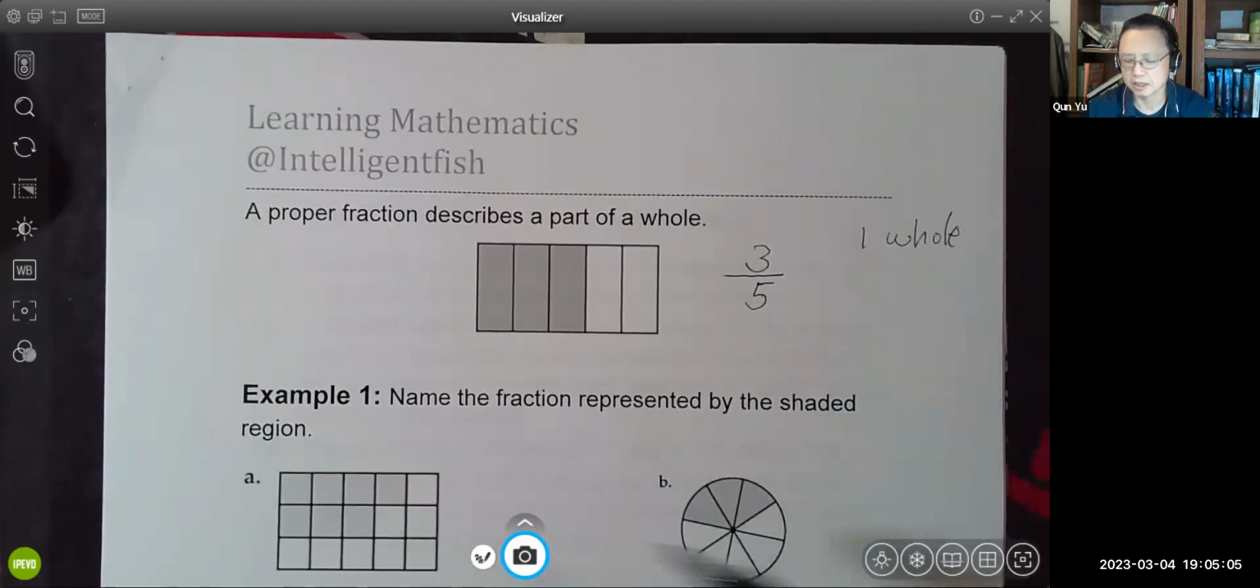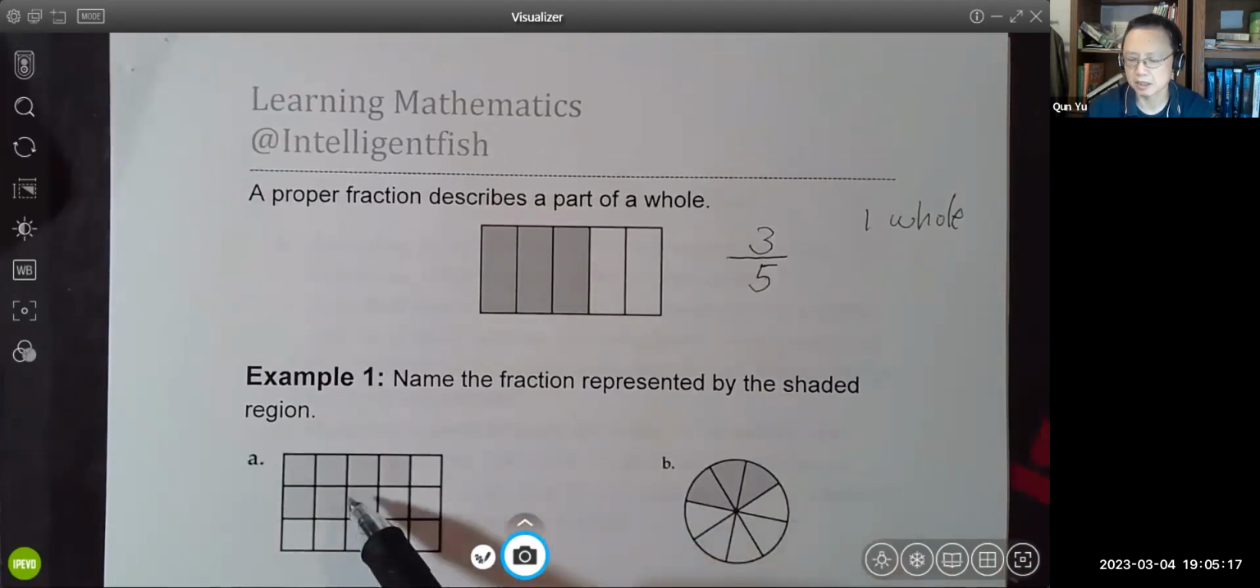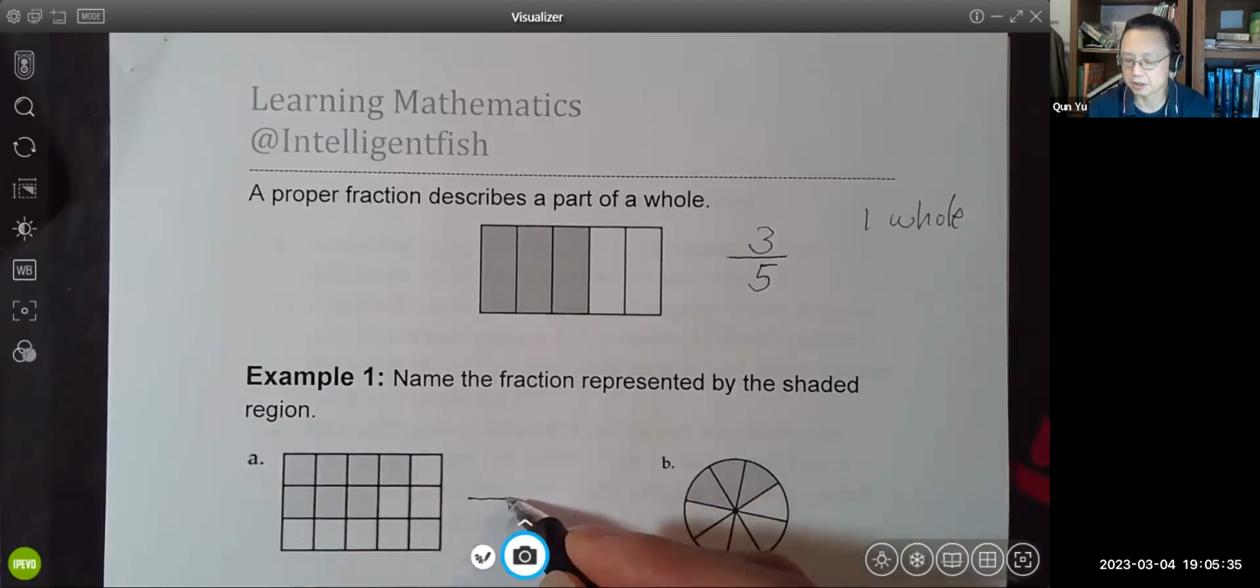Now, let's look at some specific examples. Name the fraction represented by the shaded area. We have two of these. We do this one by one. And first, no matter how many parts it is divided into, this is the one whole thing. Okay, in this case, let's see how many small squares. 1, 2, 3, 1, 2, 3, 4, 5. So we have 3 rows. Each row has 5. So totally 15 small squares. This whole thing is divided into 15 equal parts.